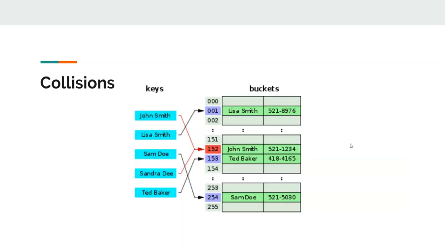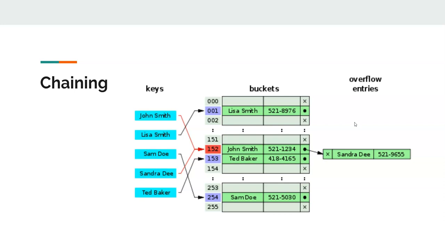Another thing we have to consider when implementing hash tables is handling collisions. Ideally, we'd like our hash functions to give us unique indices that don't collide with each other, but sometimes that happens. As you can see in this image, John Smith and Sandra D both got the same index from the hash function. So how do we handle that? One way to handle collisions is a method called chaining. It's pretty simple. Whenever you hit a collision, you simply create a list at that index and just append the key to that list.